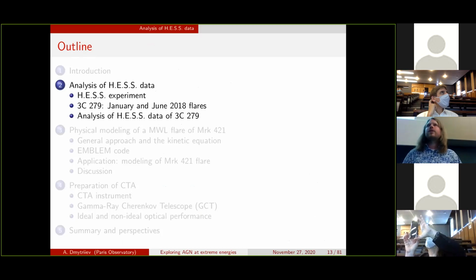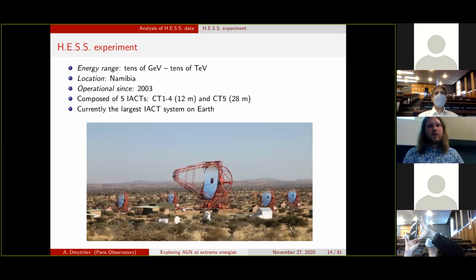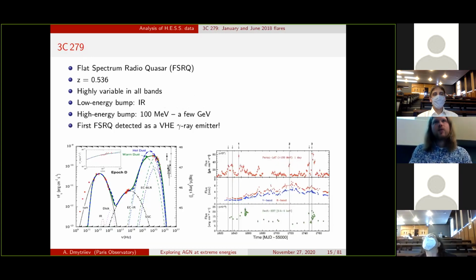So now I'm going to present the analysis of H.E.S.S. data, which I did. It was one of the sub-projects. The H.E.S.S. experiment is located in Namibia, and it's the largest IACT system on Earth at the moment. The source of interest for me was 3C 279. I was analyzing two bright flares of this source, which happened in January and June 2018. This is a flat spectrum radio quasar. The high energy bump is high, and the redshift is also quite significant. It's 0.5, and the high energy bump is located around 1 GeV.